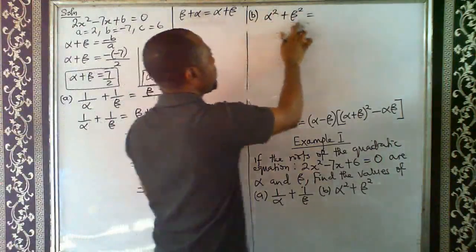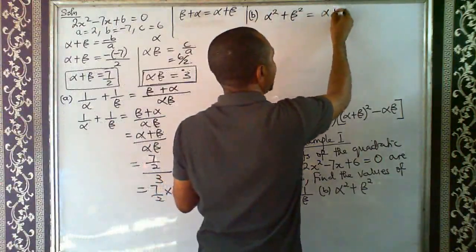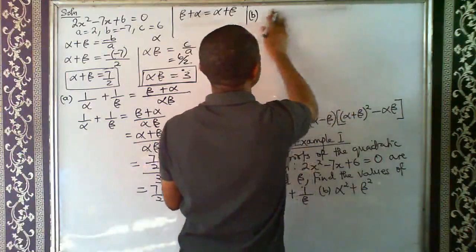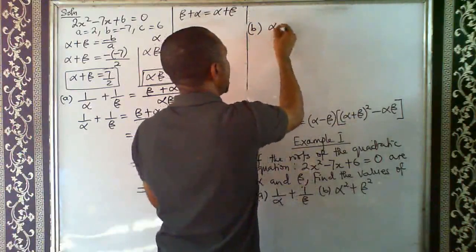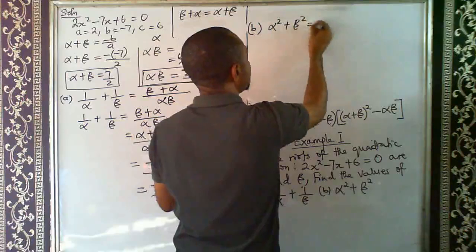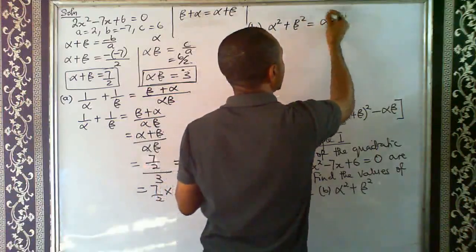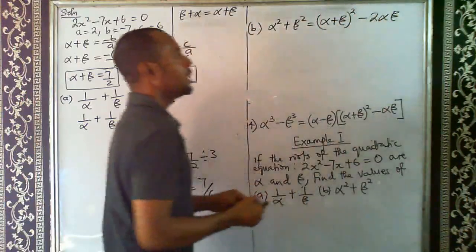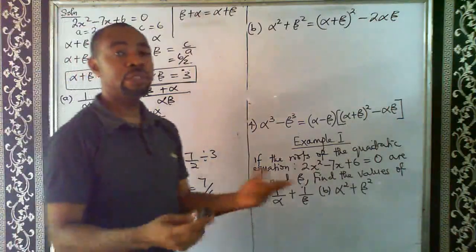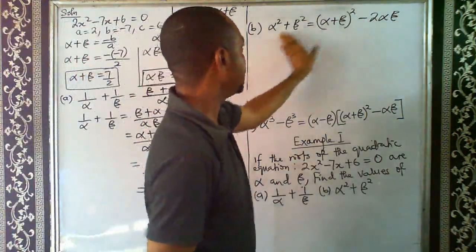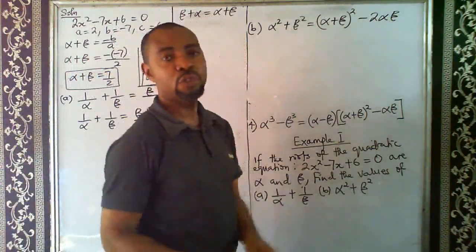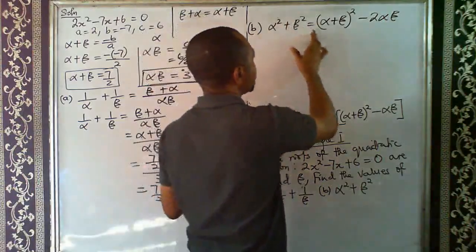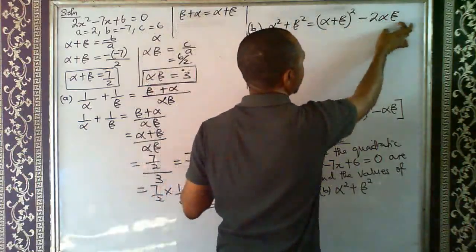So alpha squared plus beta squared, I can write it as alpha plus beta all squared minus 2 alpha beta. That's what it means. Maybe later I will take our time to explain why this is so. If you do the expansion, you will also see it. Yes, you'll see it. Okay? So alpha squared plus beta squared is alpha plus beta squared minus 2 alpha beta.